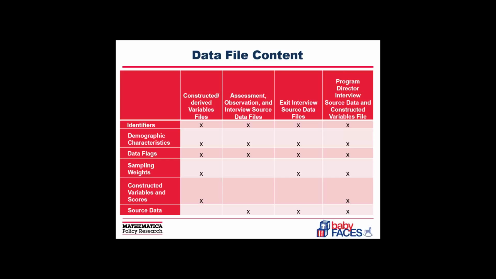Chapter 6 in the User's Guide provides an overview of the source instruments of each file and the file name, along with details on the structure of the exact data on the file. The record level for the program file is program, containing the program director interview source data and constructed variables. The child-level source data files include a data record for each eligible consented child for each year of data collection, regardless of whether there is child data from the various instruments.